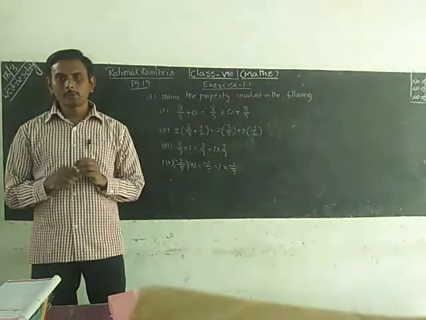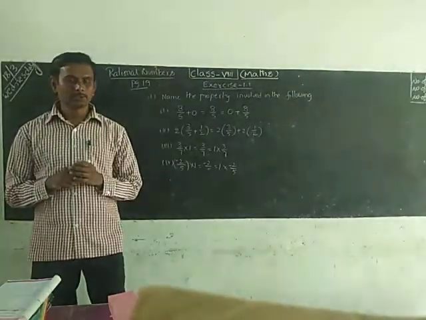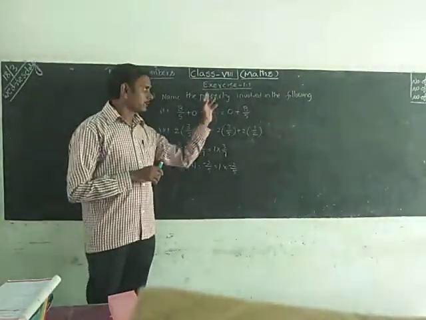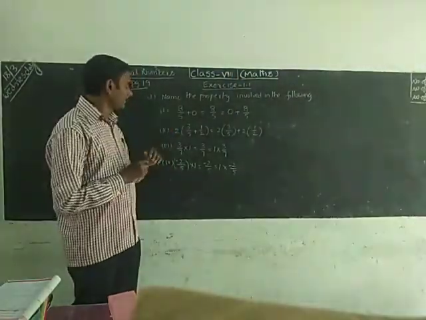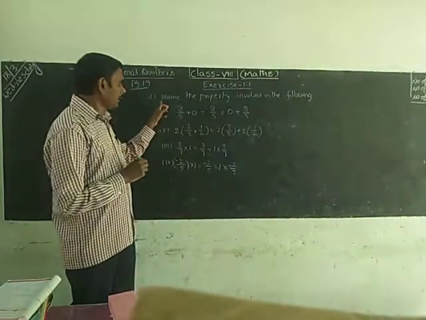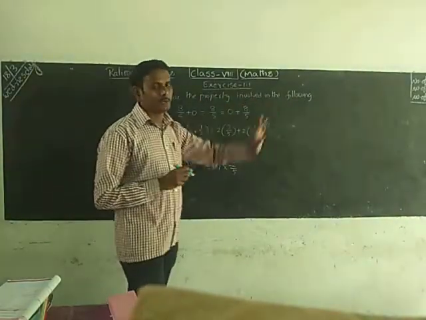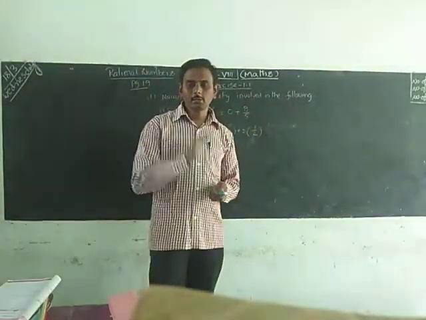Those 6 properties we discussed. Now we will start exercise 1.1. In exercise 1.1, what is the first question? Name the property involved in the following. It is just identification of the property.